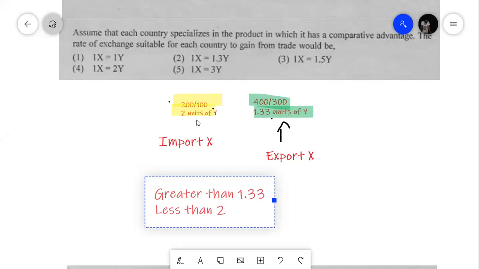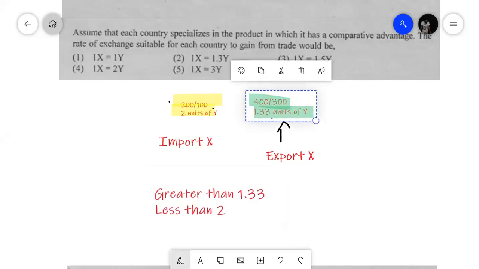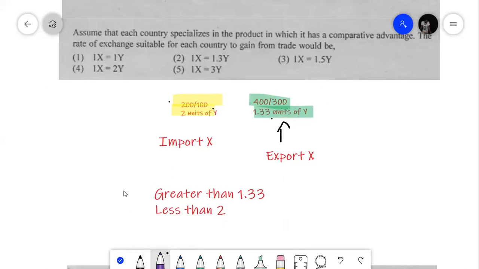So for a unit of X, this country will expect more than 1.33 to export. This country will expect to buy it at less than 2. Based on that, the range is between 1.33 and 2, not 1.33, not 2, between that. It has to be greater than 1.33 and less than 2. So what do you think is the answer here? Which one of these answers suits this? Greater than 1.33, less than 2.